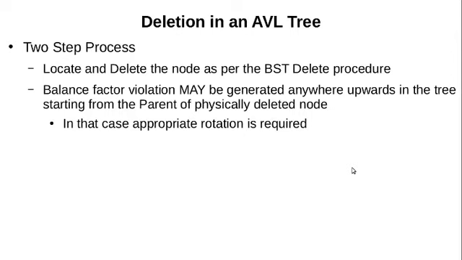Now we talk about deletion of a node in an AVL tree. It is a two-step process. Step 1 is we find and delete the node as per the BST delete procedure as discussed earlier. Due to the deletion of a node, the balance factor violation may be generated anywhere upwards in the tree starting from the parent of the physically deleted node. In that case, step 2 is required, wherein we carry out the appropriate rotation to restore the balance factor at the unbalanced node.